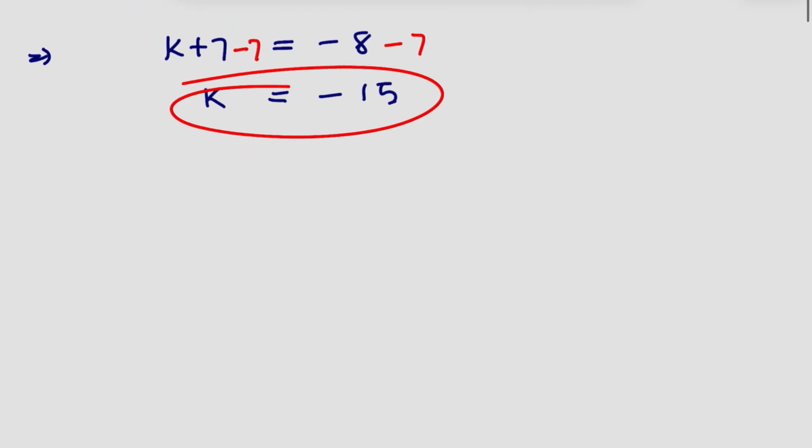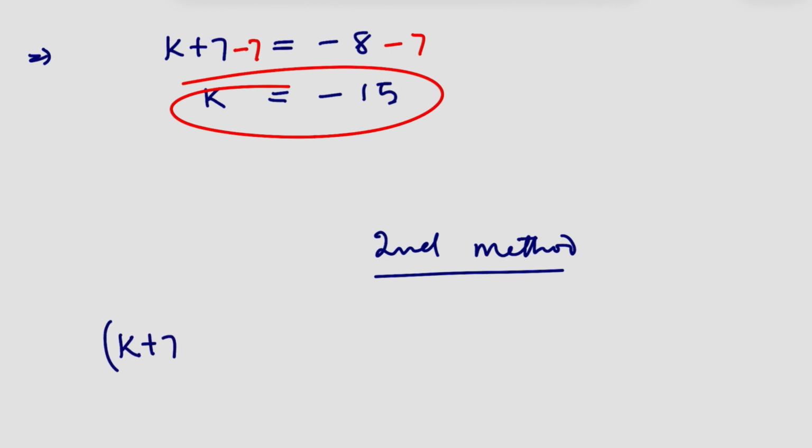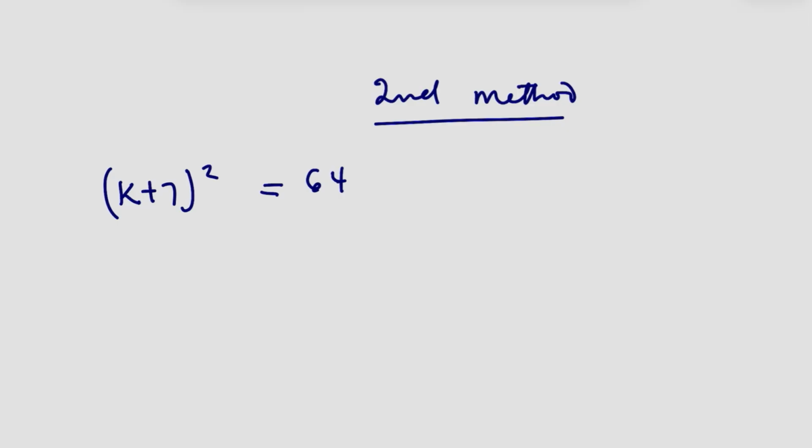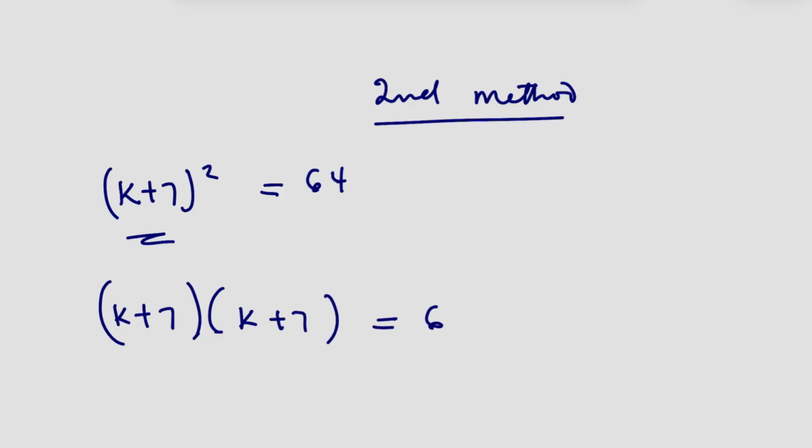Now the second method I'm going to apply, which I believe is a bit more standard, is to say (k + 7)² is equal to 64. So instead of taking the square root of both sides like in the first approach, I'm actually going to expand the left hand side. So let us expand this. (k + 7)² simply means (k + 7) times itself. So (k + 7)(k + 7) is equal to 64.